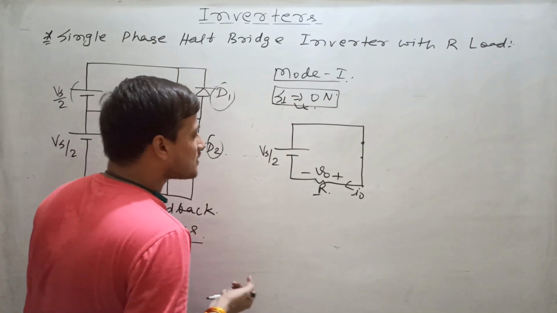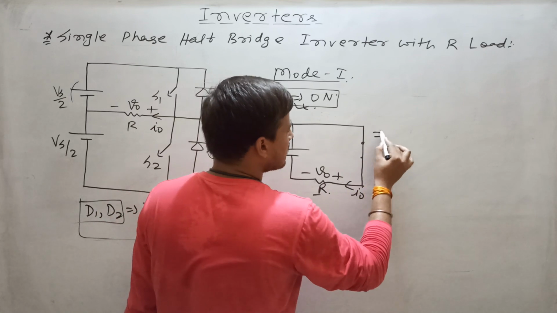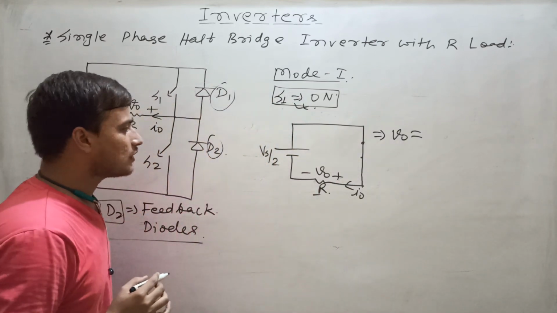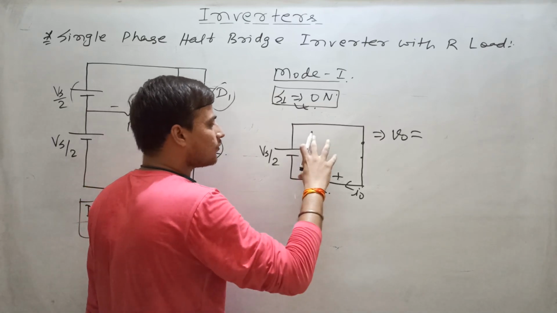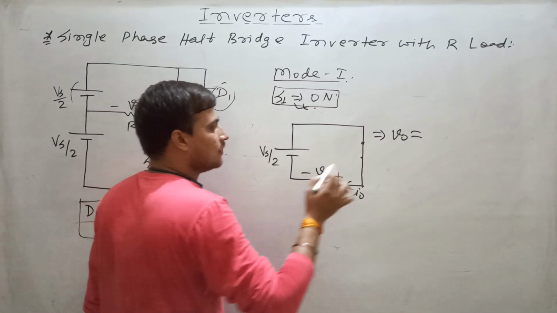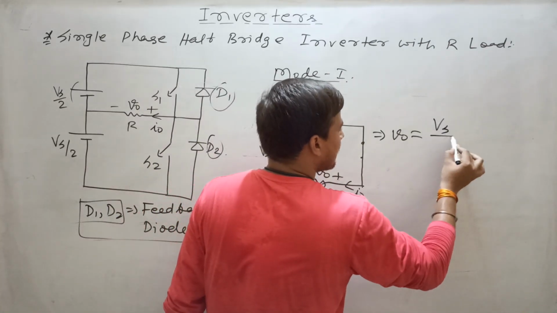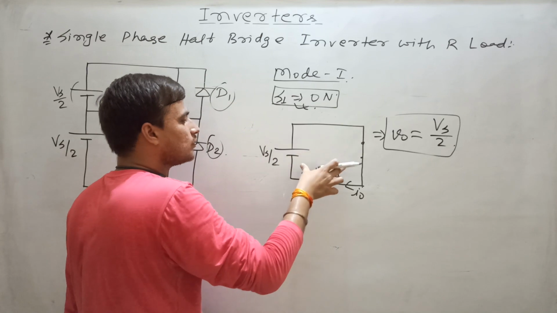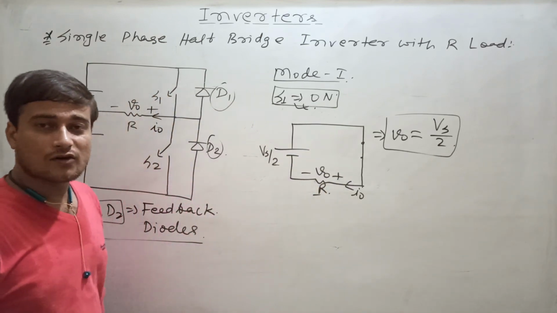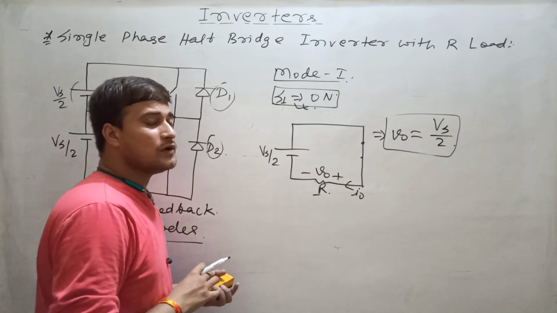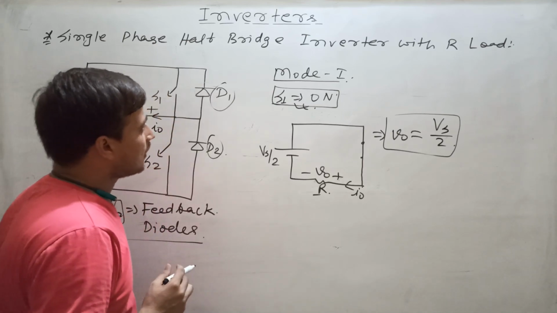So now what happens? Output voltage V0 is equal to how much? Minus Vs by 2 plus V0 equal to 0. That means V0 equal to Vs by 2. That means the complete source voltage Vs by 2 is appearing across this resistor R. Clear?